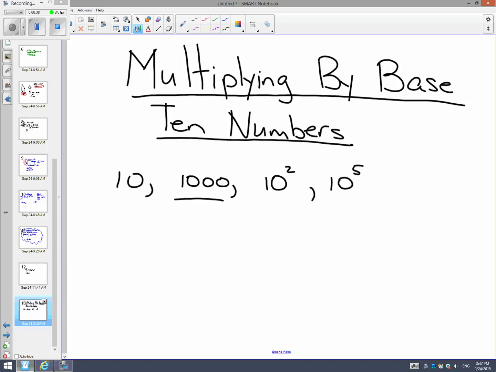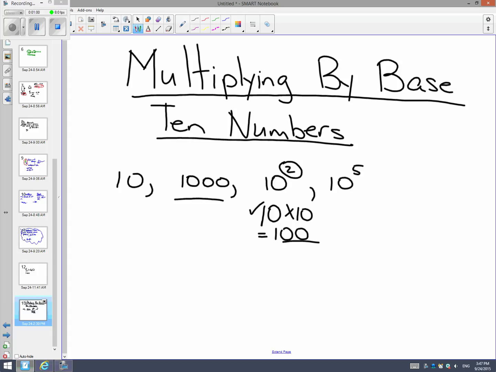We talked about this in class and everyone seemed to be okay, but 10 squared is really 10 times 10, and 10 times 10 is 100. And an easy way to do this without doing this step each time is to just simply look here. The exponent is 2, so when you go to write this, put a 1 down and 2 zeros.